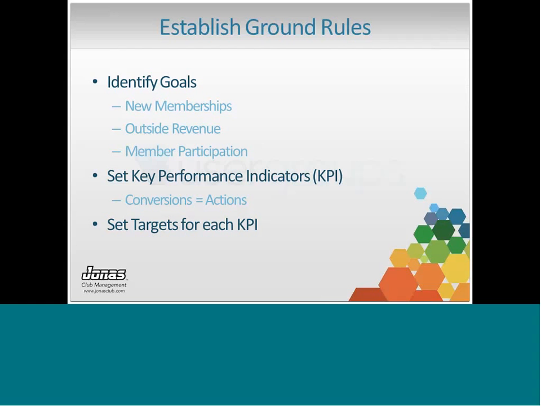So I want you to think about establishing some ground rules. First off, identify your goals. Whether you're looking for new memberships, generating outside revenue, boosting member participation, and then set your key performance indicators. And basically what I mean by this is look for conversions or any action that someone can take on your website. Whether it's a member logging in, whether it's someone downloading a membership brochure, anything, filling out a web form, all of these things are actions, and they're very trackable, and they're great indicators of performance on your website. And then you can set targets for each one of these things.